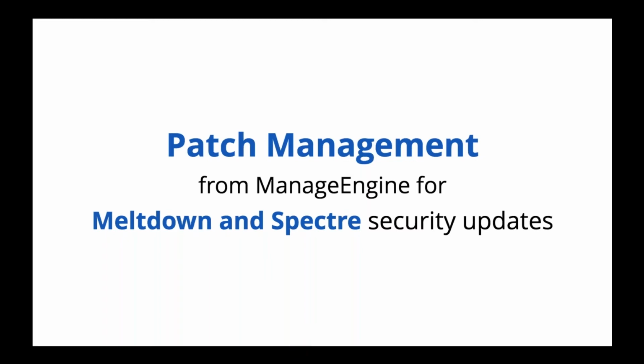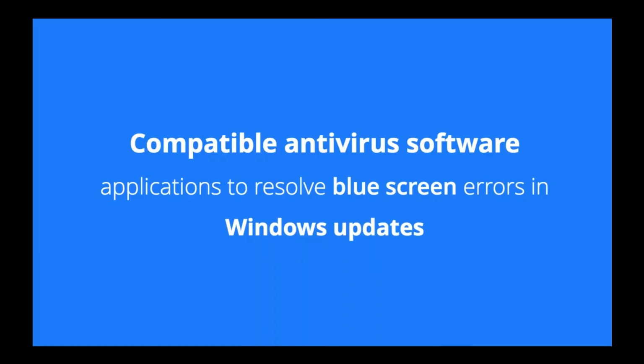Since the buzz is all about Meltdown and Spectre, I thought I'd share a few steps on how you can mitigate these Meltdown and Spectre vulnerabilities in a detailed manner using patch management from ManageEngine. Because as you can see, a lot of tech giants have been providing updates to mitigate Meltdown and Spectre. We have Microsoft providing security updates, Mac providing updates, and then Google Cloud Services, Amazon and Azure, all of them have been providing security updates for Meltdown and Spectre.